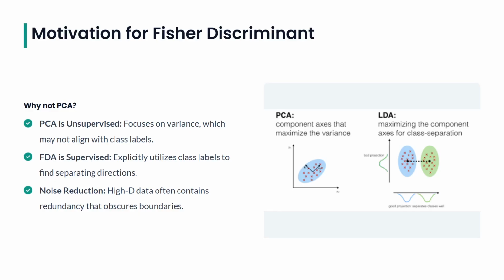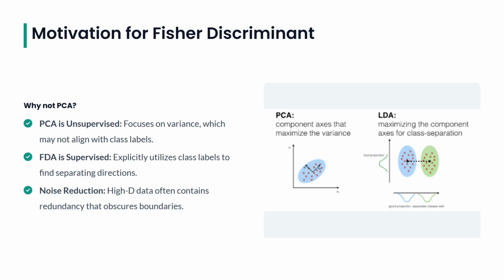Now we will learn about Fisher discriminant analysis. Let's see what the motivation behind it is. Why not principal component analysis? PCA is unsupervised and focuses on variance, which may not align with class labels. FDA is supervised; it explicitly utilizes class labels to find a separating direction that separates the two classes.